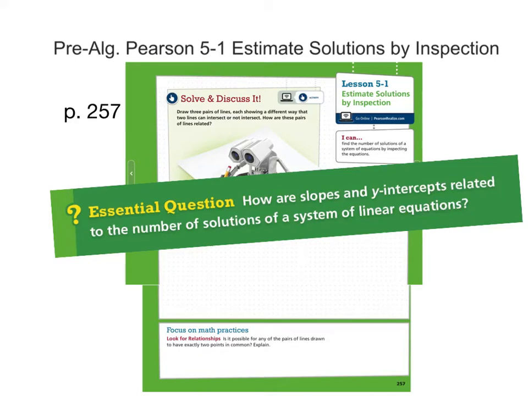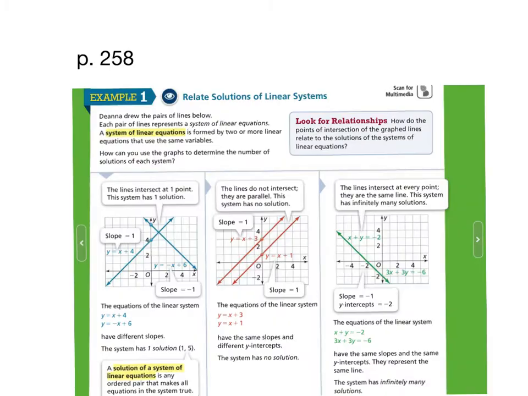Page 257, lesson 5.1 is on estimating solutions by inspection. And we're going to be looking at how slopes and y-intercepts are related to the number of solutions of a system of linear equations. If you go over on page 258, example 1 gives us a lot of information about what we're going to be doing in this lesson.